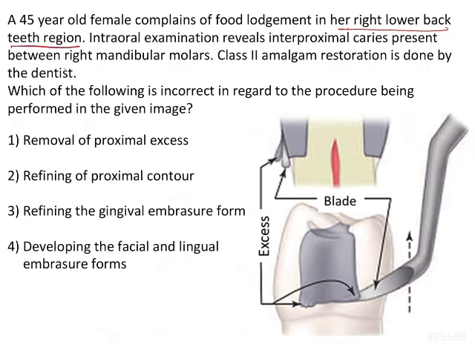Intraoral examination reveals interproximal caries present between right mandibular molars. Class 2 amalgam restoration is done by the dentist. So, we have to find out the incorrect statement about the procedure shown here.